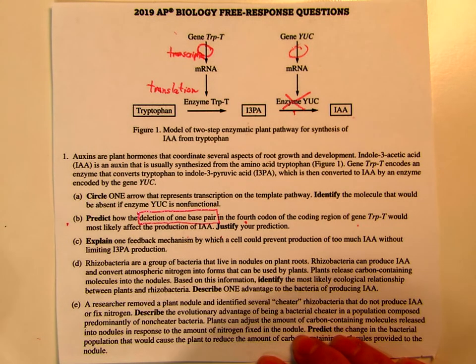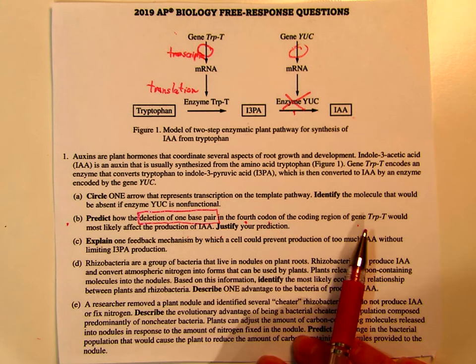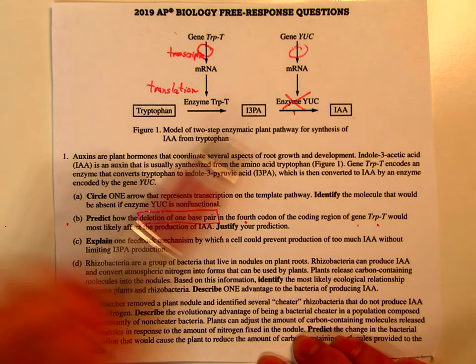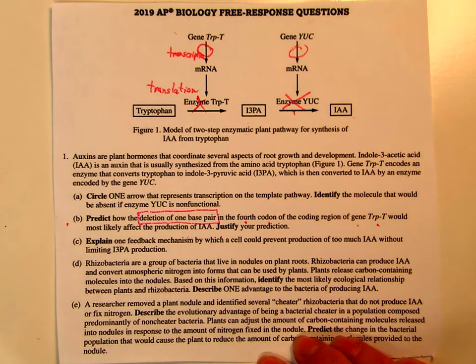And remember, frame shifts are usually more severe because that frame shift, that deletion of one base pair, is going to mess up that codon, but it's also going to mess up every codon after that. So if you do a deletion in the 4th codon of the gene TRPT, that means that enzyme would be non-functional, right? It'd be really messed up.